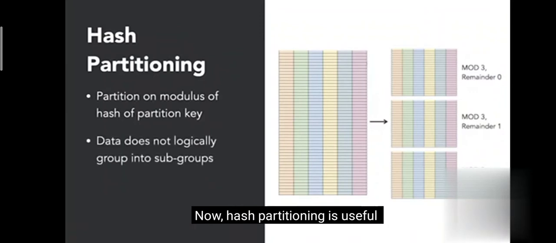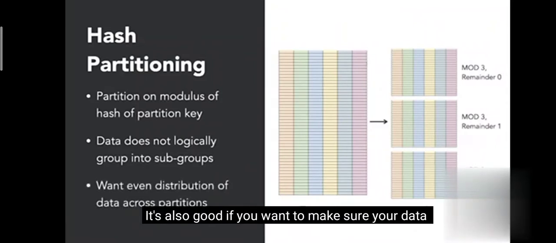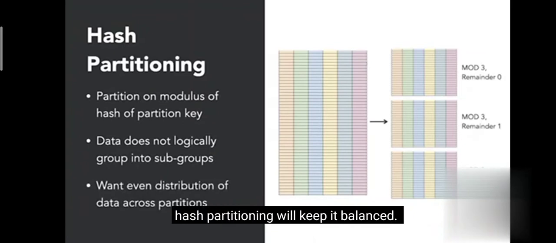Now, hash partitioning is useful when you don't have a set of values that would make sense for list partitioning, or other numeric or alphanumeric values. It doesn't really make a lot of sense for range partitioning. It's also good if you want to make sure your data is evenly distributed. Hash partitioning will keep it balanced.